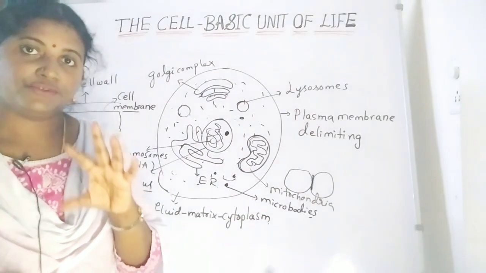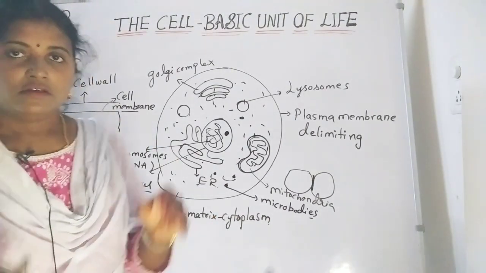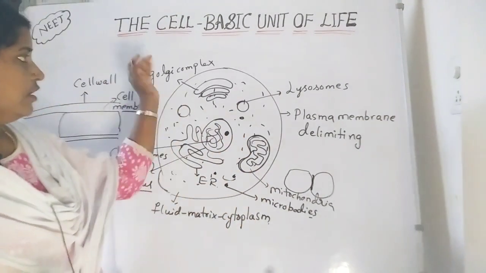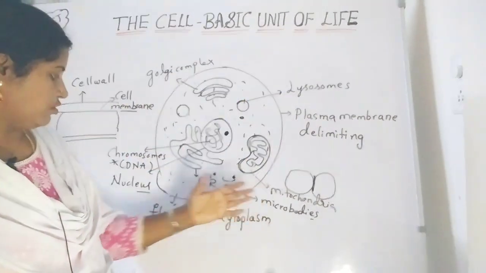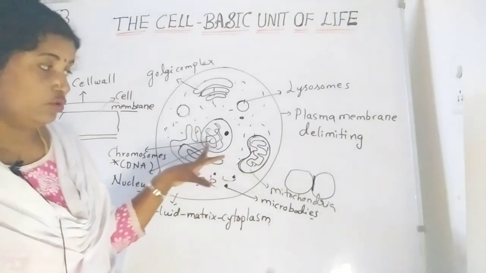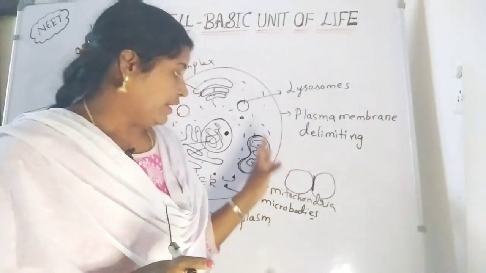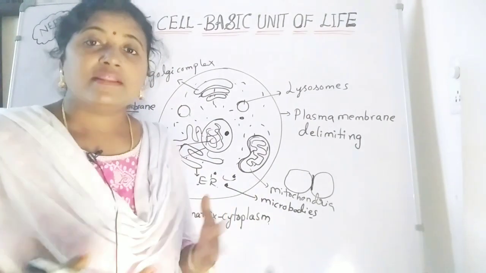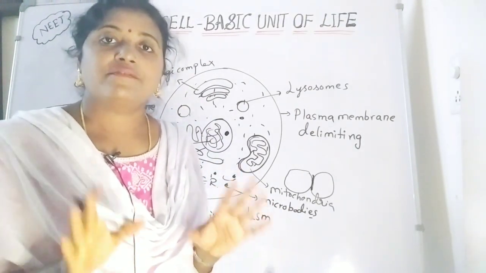Microbodies are responsible to reserve the food material. So listen here. Mainly the cell organelles Golgi complex, lysosomes, mitochondria, endoplasmic reticulum, nucleus, and even microbodies are membrane bound cell organelles. Then what is a cell organelle which does not have a membrane?